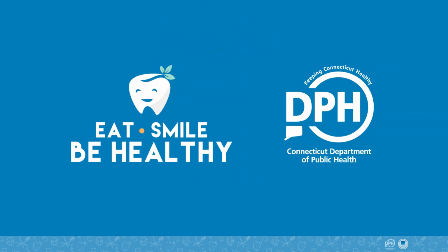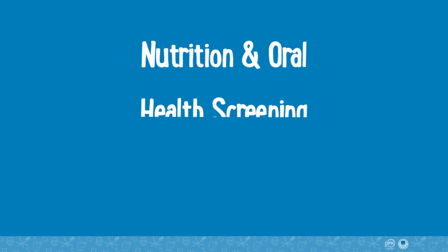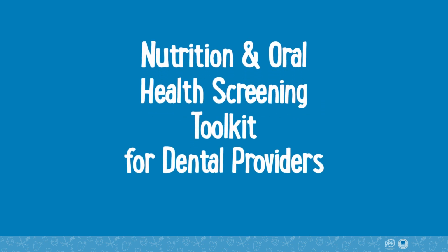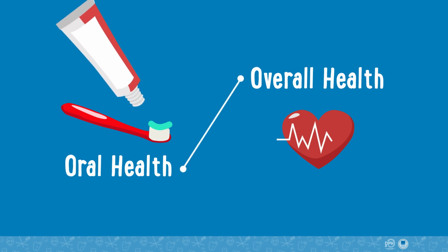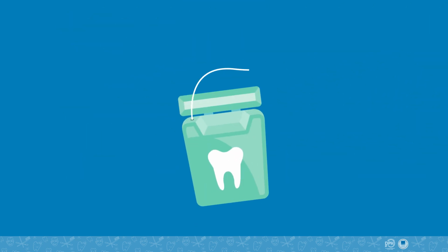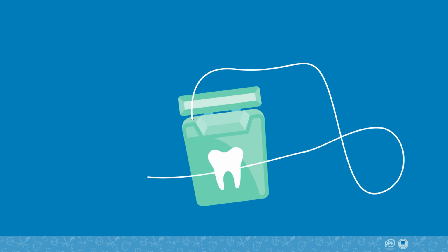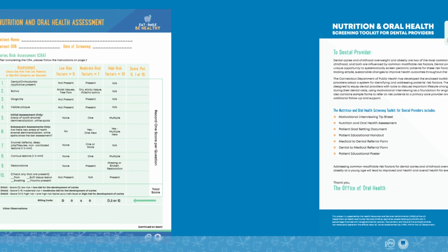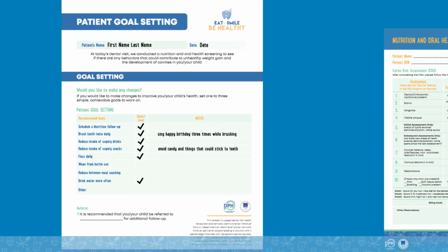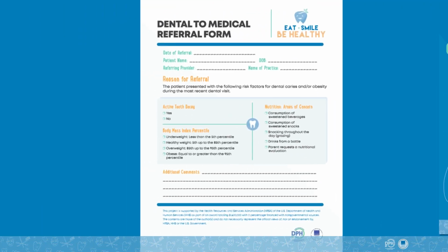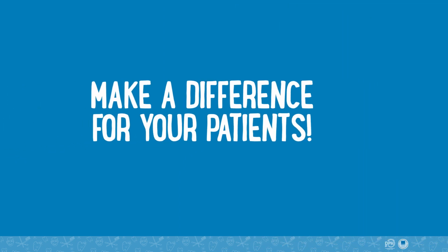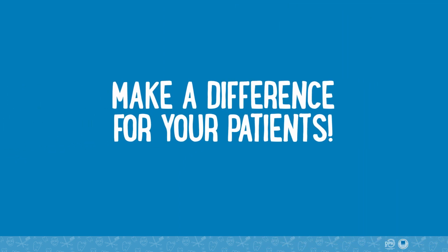The Connecticut Department of Public Health created a toolkit called the Nutrition and Oral Health Screening Toolkit for dental providers. The goal of this toolkit is to provide dental professionals with resources and tools to address common modifiable risk factors for tooth decay and childhood obesity by developing a systematic approach to identify at-risk pediatric patients. This toolkit includes information to help dental providers discuss the importance of good oral hygiene and healthy nutrition habits with their patients, and encourage behavior change by using motivational interviewing skills. This video will walk you through how to use the toolkit.